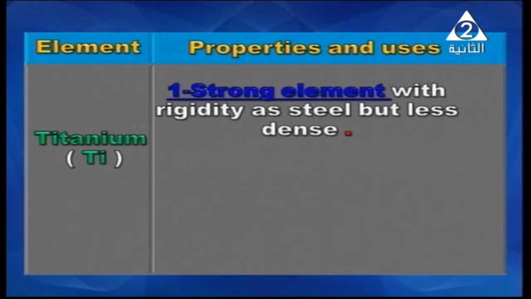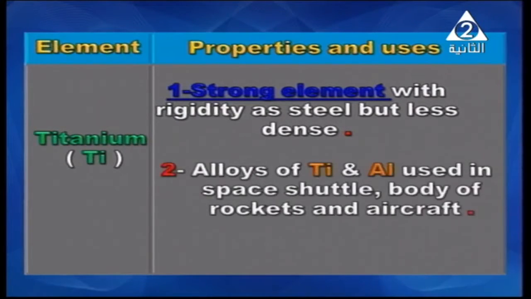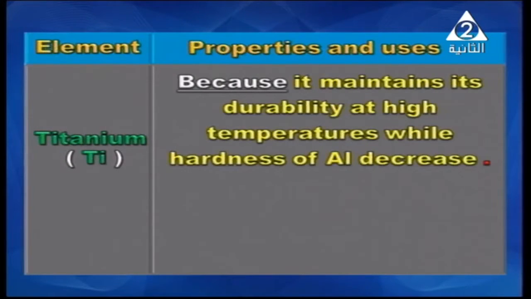My dear student, the second point for the use of titanium: its alloy with aluminum is used in the space shuttle and the body of rockets and aircraft. And we have given the reason for this point. The reason is that it maintains its durability at high temperature, while the hardness of aluminum decreases.